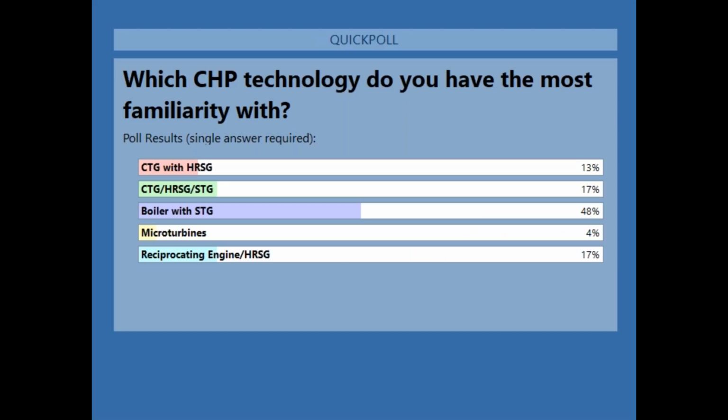Which technologies have you the most familiarity with? Number one, with 48% of those polling, boiler with SCG. Tied for second is reciprocating engines with HRSG, CTG and HRSG, and SCG, and then the other two at 13 and 14%. So thank you all for participating.